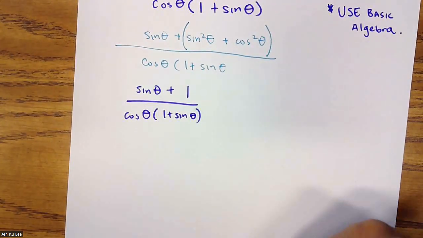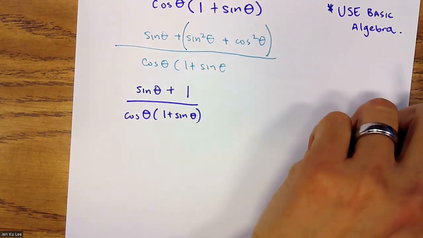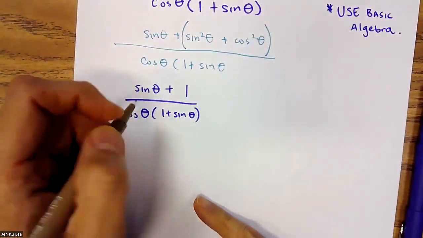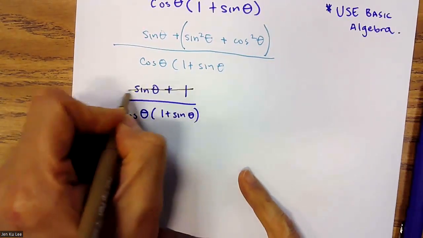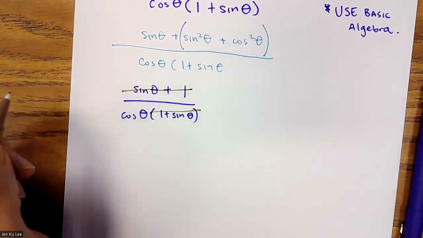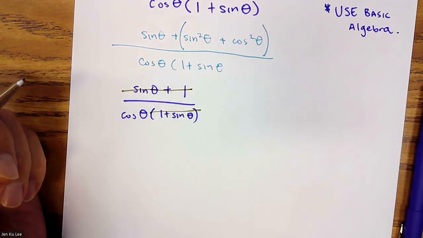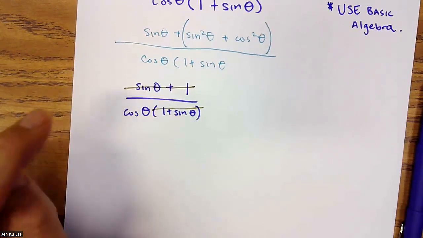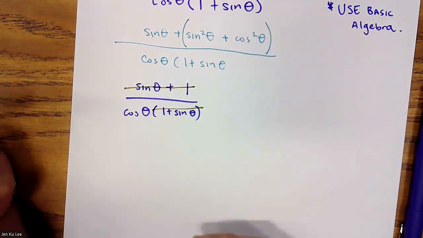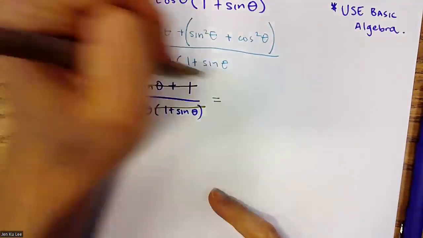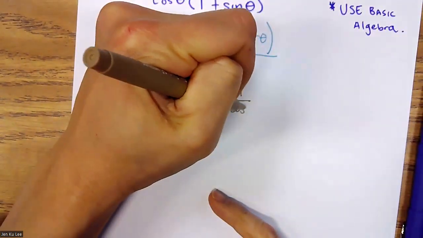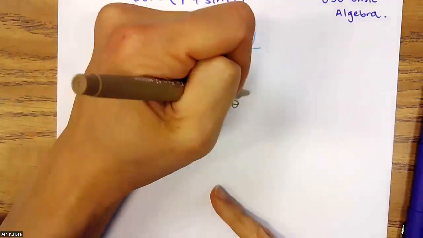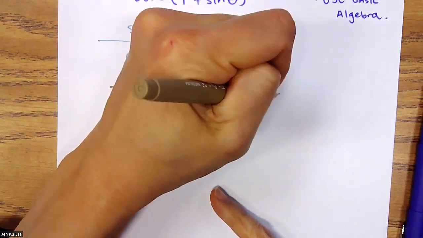What can I do here? The sine plus 1, this cancels out with this, because using my basic algebra skills, I know sine plus 1 equals 1 plus sine. So then that would just be 1 over cosine of theta. And again, what is 1 over cosine? Secant.